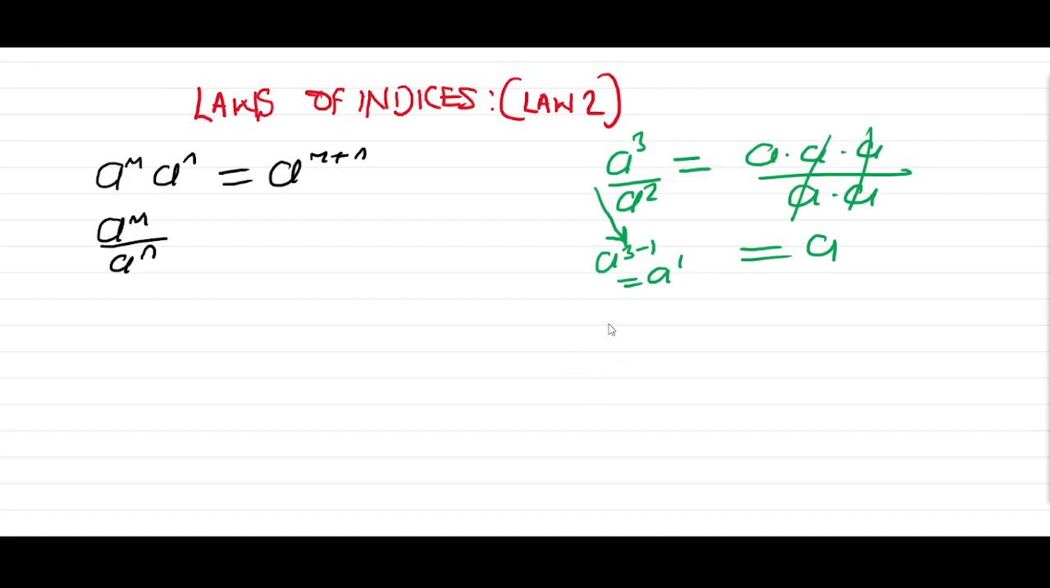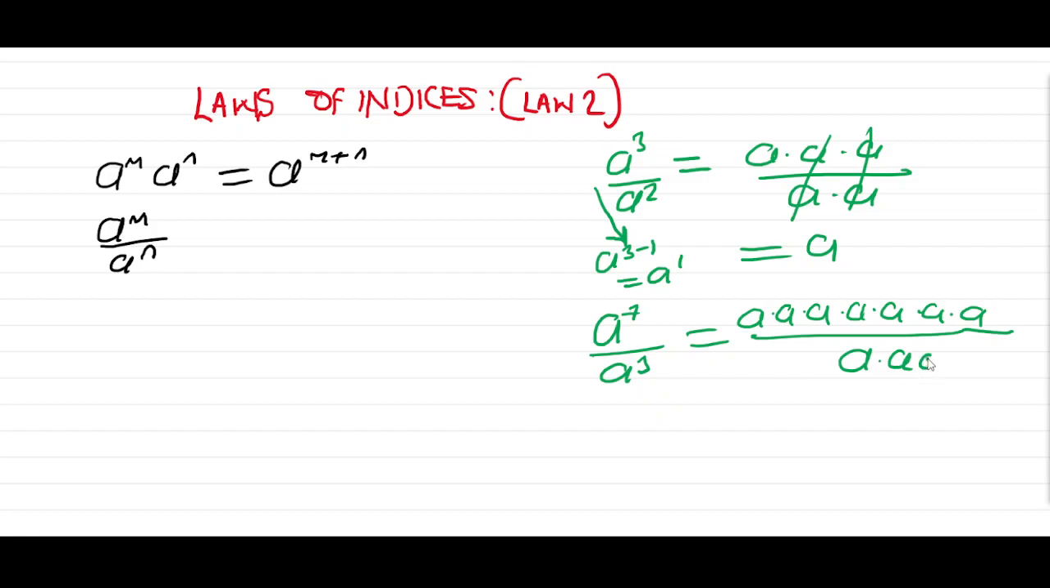Likewise, if we consider this case, a to the 7th power all divided by a to the third power, here we now simply write a multiplying by itself 7 times, and divided by a multiplied by itself 3 times, and then we cancel out the a's, and we have 4 a's remaining. So this is a to the fourth power.